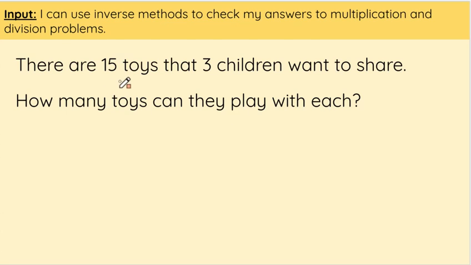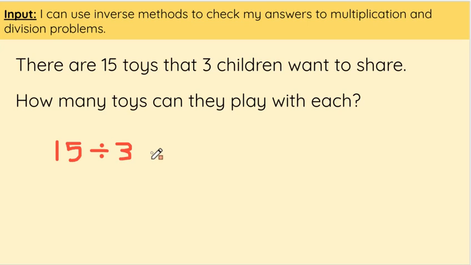Well, we know there are 15 toys and that 3 children are going to share them. So if we're sharing, that means we must be using the division. So let's start with that. 15 toys, and then 3 children are going to share them, which means we need to divide by 3.